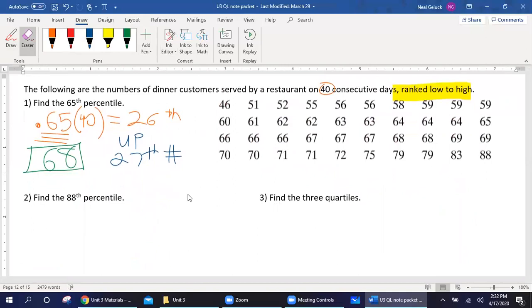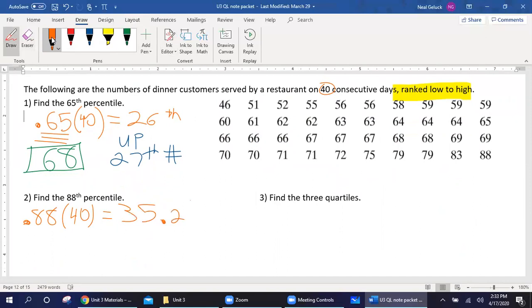So for number 2, the 88th percentile. Let's try another one. On number 2, we're going to turn that into a decimal. We multiply it by how many values I have. If you do this, you'll get 35.2. So that's saying the 35.2th value, which doesn't really make sense, represents having 35.2 values is 88% of the total 40 values.